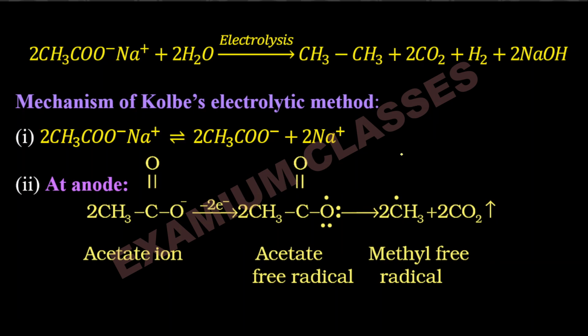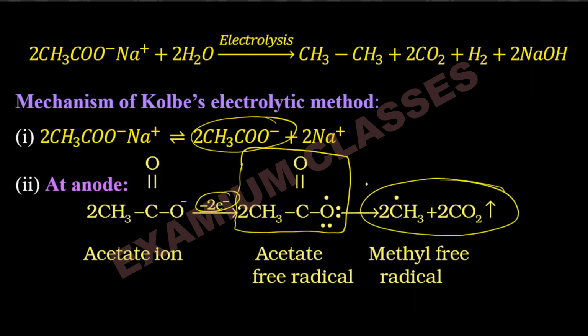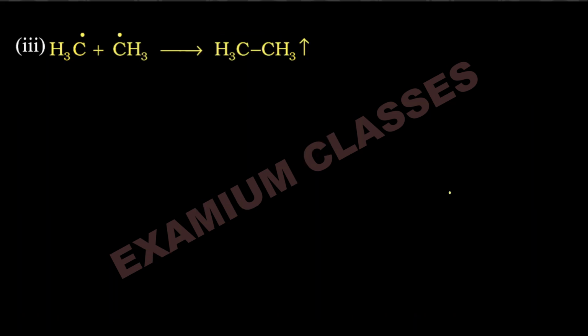So first try to understand what will happen at the anode. The acetate ion will lose its 2 electrons, and this is just an intermediate. Remember, this is just to explain it. Actually, this is what is obtained, and then the methyl free radicals combine. Then methyl free radicals combine to form ethane.